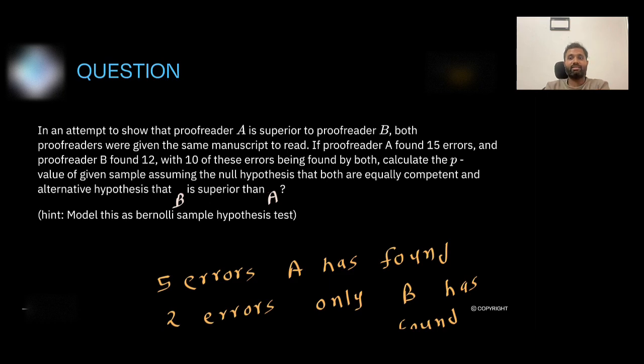So in this question, 5 errors have been found by A only and 2 errors have been found by B only. So this is A only, right? This is A only actually, and B only has found, this is B only.